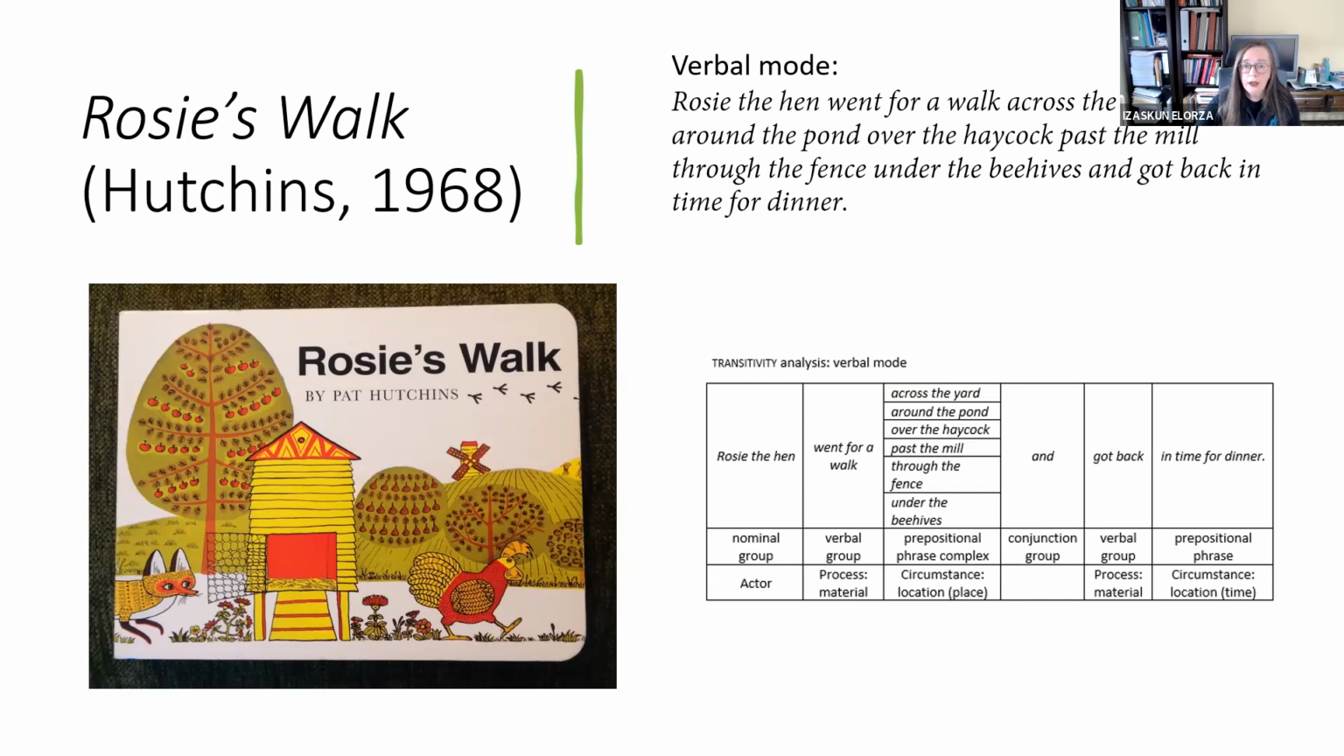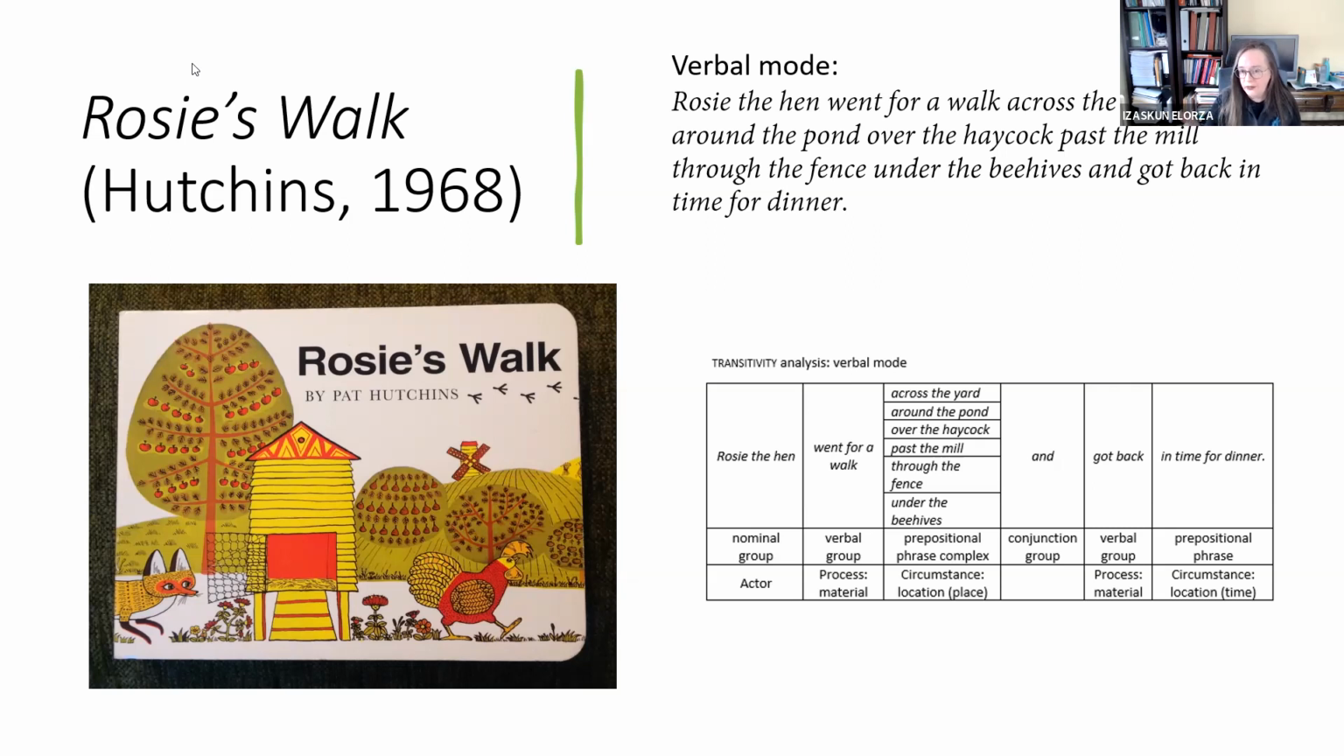And the story literally says, well, the title is Rosie's Walk, and it says, Rosie the hen went for a walk across the yard, around the pond, over the haycock, past the mill, through the fence, under the beehives, and got back in time for dinner. Nothing particularly exciting in terms of the complexity of the story, of course.